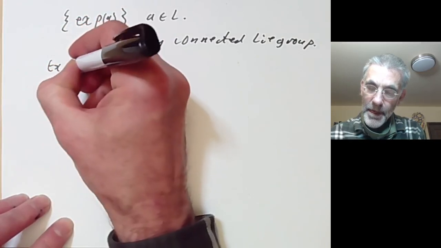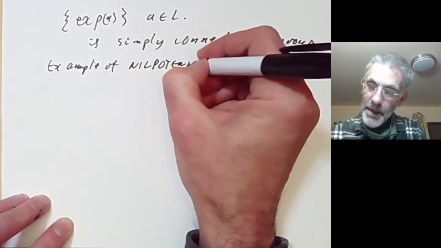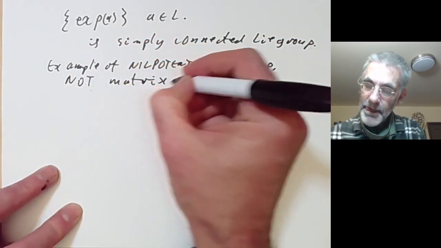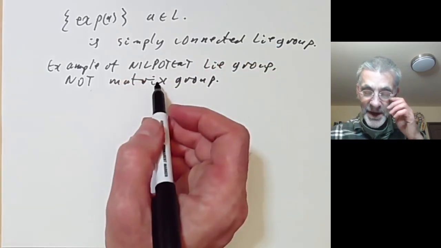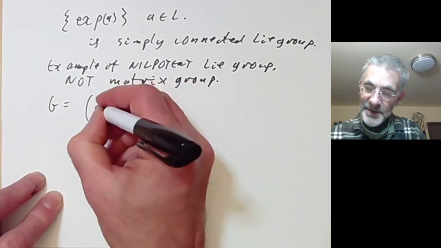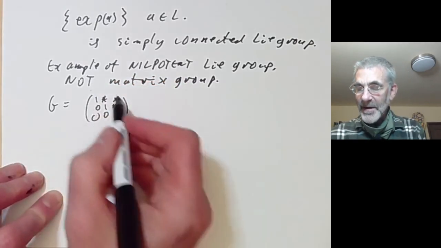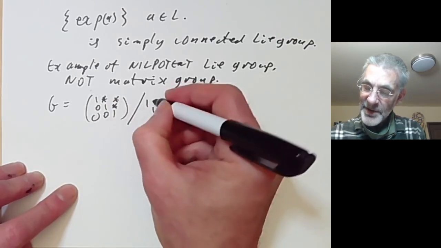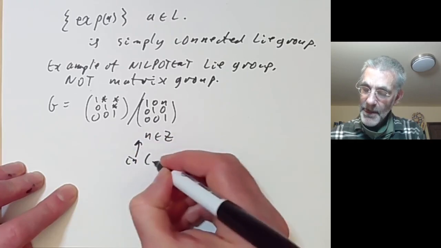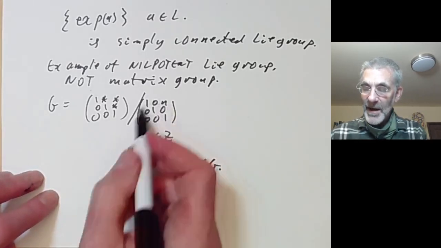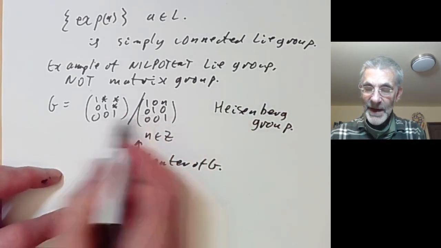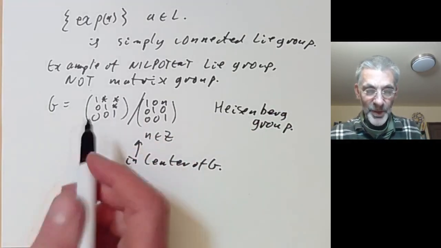Now let's have an example of a nilpotent Lie group that is not simply connected and is not a matrix group, meaning we can't identify it as finite matrices over the reals, although we can identify it as an infinite matrix group. And for this, we just take G to be the group of all these matrices. So this is a nilpotent Lie group of dimension 3, and we quotient out by the set of matrices of this form, where n is in Z. So this is in the center of the group G, so we're just quotienting out by a subgroup in the center isomorphic to Z. So this is the famous Heisenberg group, which appears a lot in quantum mechanics because it controls the position and momentum operators of a boson.